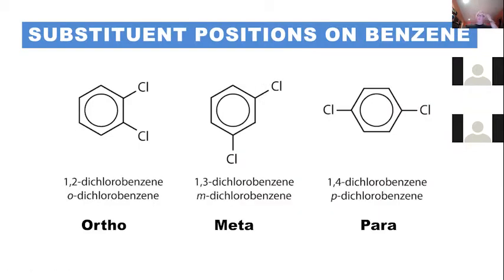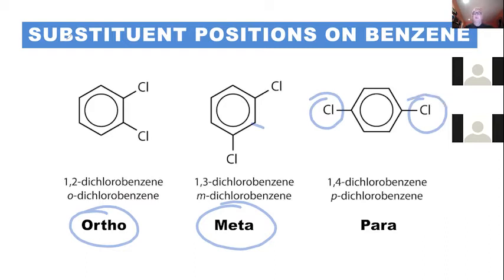We also have special names for where the positions of the substituents are. When the two substituents are right next to each other, on adjacent carbons, we call that ortho, right next to each other. When there's a carbon in between, we say that's like meta, man. That's like so meta. So there's one in between them. And when they're on opposite sides of the benzene ring, we say that they're in para position to each other.